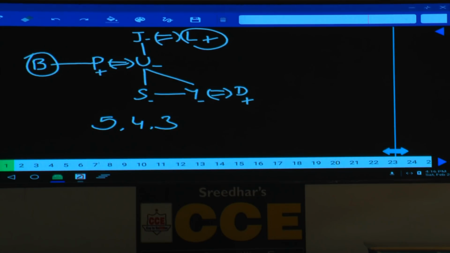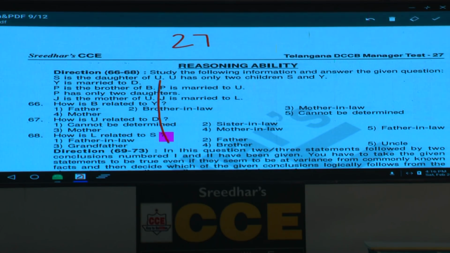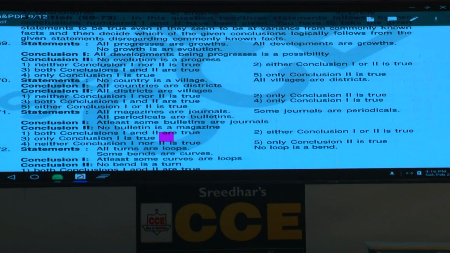Then question number 69 to 73. These questions are based on syllogisms. Now question number 69. All progresses are growth. All the progresses are growth can be written like this. These are the progresses which are growth.